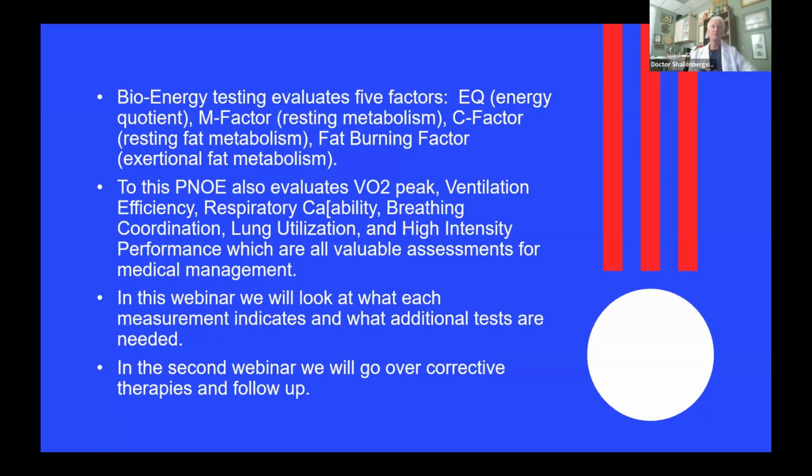So I want to point out that the energy quotient is really good for determining overall health, and the M factor is really good at looking at your resting metabolism. Basically, we get your metabolic rate, and then we compare it to what would be usual and normal for a 40-year-old, your sex, height, and weight, and then we eliminate excess fat if you happen to be obese. The C factor is a measurement of the ratio of the oxygen consumed to the carbon dioxide pouring out.